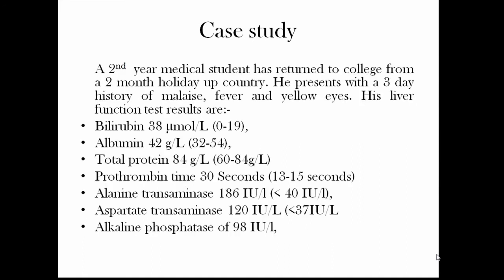The other case study is this one. Here I've given you a second-year medical student who has returned to college from a 2-month holiday upcountry. He presents with a 3-day history of malaise, fever, and yellow eyes. And his liver function results are: bilirubin elevated, albumin normal, total protein normal, prothrombin time elevated, alkaline phosphatase, alanine transaminase and aspartate transaminase elevated. This is an acute liver disease, and the bilirubin here is likely to be unconjugated or mixed. So these are the cases that I have here.